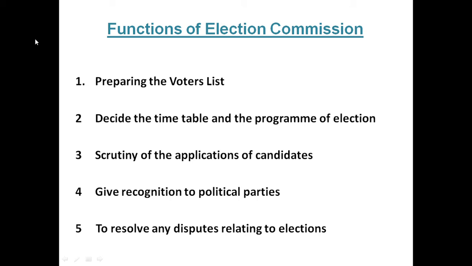The fifth function is to resolve any disputes relating to elections. The Election Commission has the responsibility of resolving any disputes that may arise regarding elections. It can disqualify any candidate if found not eligible. The Election Commission can conduct re-election if needed in a particular constituency.